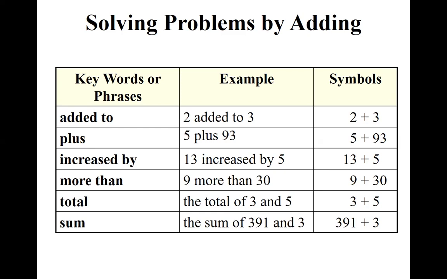9 more than 30, 9 plus 30. The total of 3 and 5, 3 plus 5. The sum of 391 and 3, 391 plus 3. For some of those, I'd make the argument that the English language would have us add them in the other order. But the beautiful thing about addition is it doesn't matter what order you add in.